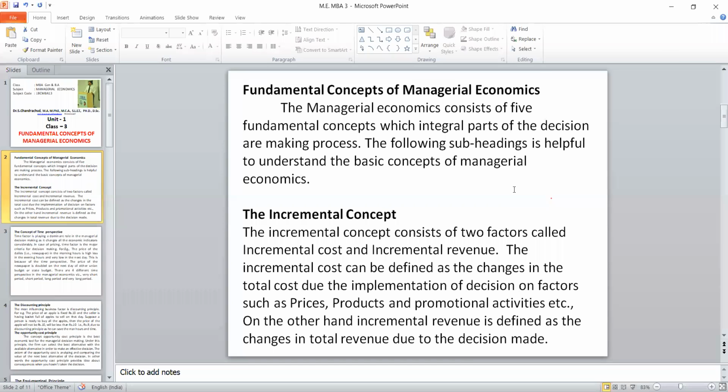This is the first basic concept of management economics. Based on this only, we decide whether to continue the decision or back out. Suppose you take a decision, you should consider how many units will be produced, and based on that what will be the cost and what will be the revenue. Comparing these two, then only we can take the right decision.